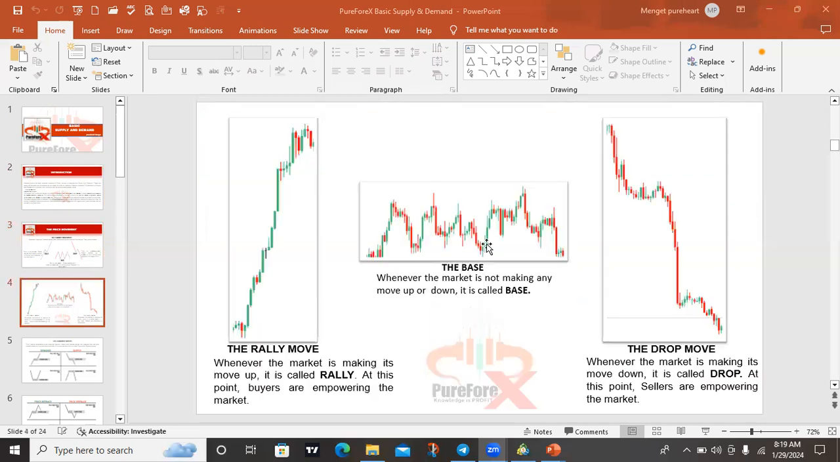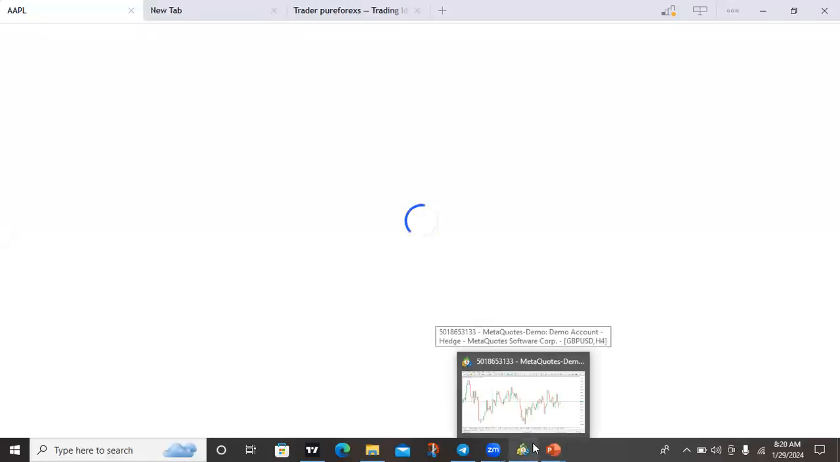The next page here is just trying to show the rally move, which is this one, the base, this one, and the drop, which is this one. Whenever the market is making its move up, it is called rally. At this point, we say buyers are empowering the market, and whenever the market is making its move down, it is called drop. At this point, we say sellers are empowering the market. And in consolidation, whenever the market is not making any move up or down, it is called the base. These are the only three market movements that create the ups and downs we see on the Forex chart.